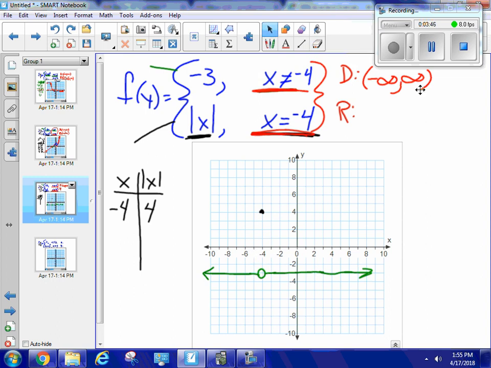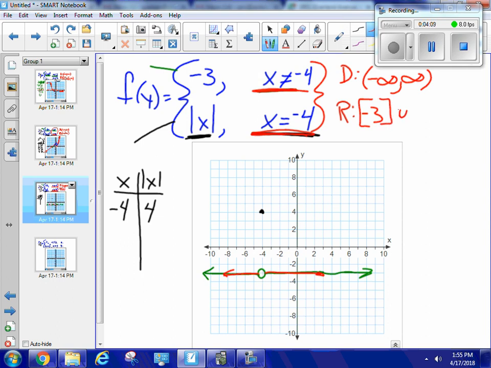Now let's look at the range. Range is a little bit trickier on this one. Because all I have, my lowest y value is -3. And it doesn't really move up or down from -3. It's just this horizontal line at -3. So that's all it is right there is -3.